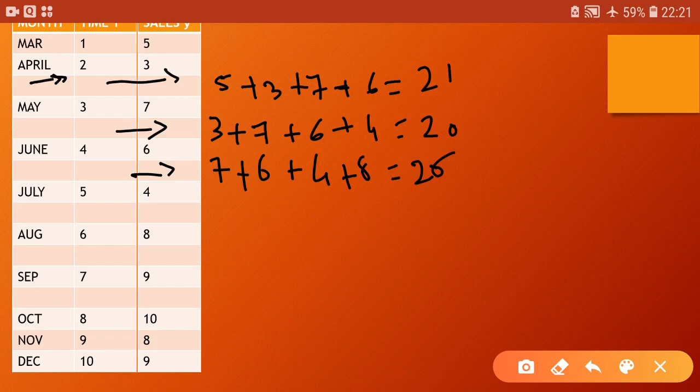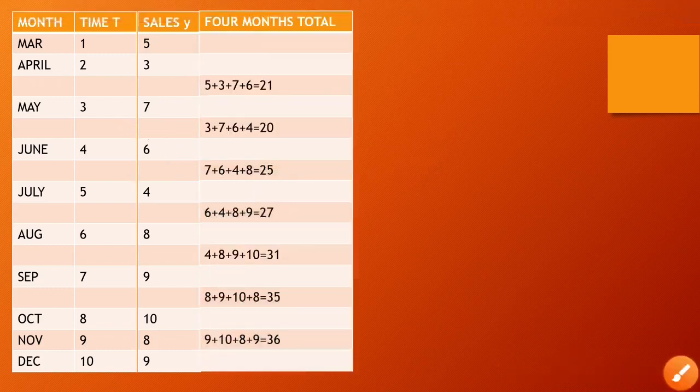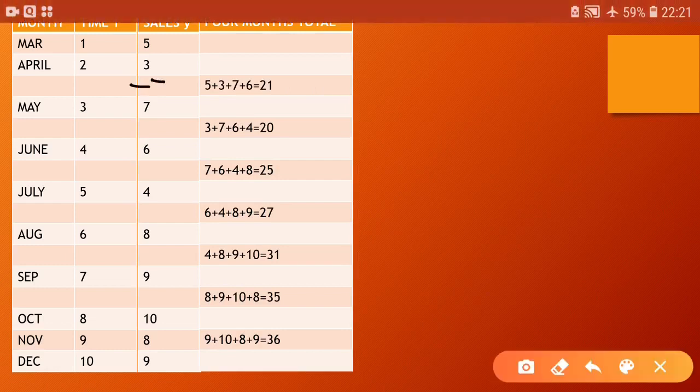Here also same, 2 up and 2 down. Okay, let's see here. See, here I have written in middle, here I have written in middle, here I have written in middle. 2 up and 2 down. Here also I have written in middle. See, 2 up that means 4 plus 6 and 2 down that means 8 plus 9.